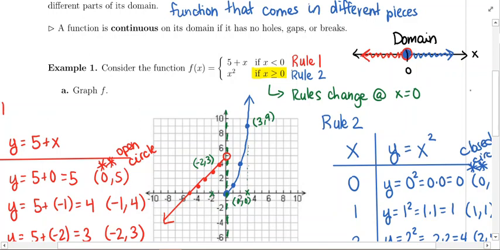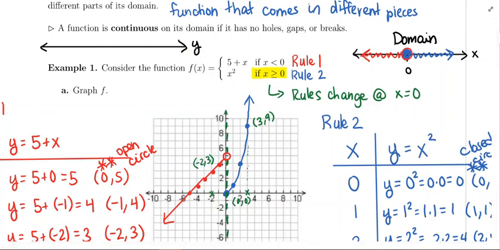We could do a similar thing for the range. I'll put it over here. We'll do one for the range. For range, we're tracking y values that this graph covers. So again, we're going to have to do this in pieces. Let's focus on the red piece. What y values does the red piece cover?